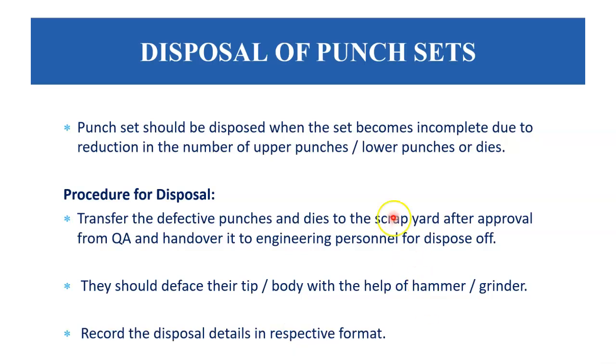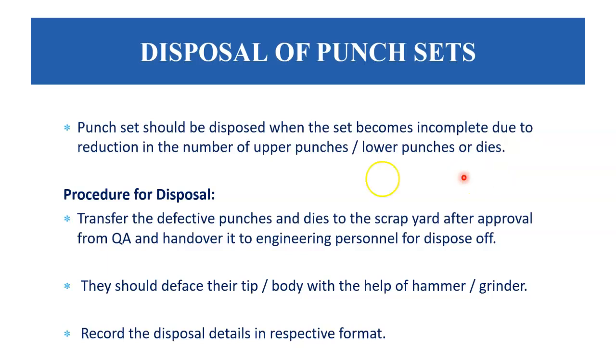Now disposal of punch sets. When disposal is required and the disposal process, we will discuss. The punch set should be disposed when the set becomes incomplete due to the reduction in the number of upper punch, lower punch or dies. The punch set consists of upper punch, lower punch and die. If any component of them is damaged, the whole punch set is rejected and it shall be disposed.